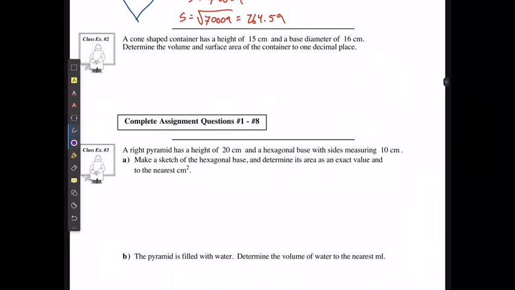A cone-shaped container has a height of 15 centimeters and a base diameter of 16 centimeters. Determine the volume and surface area of the cone of the container to 1 decimal place. Well, I know my height is going to equal 15. My diameter is going to equal 16, which means that my radius is going to equal 8.